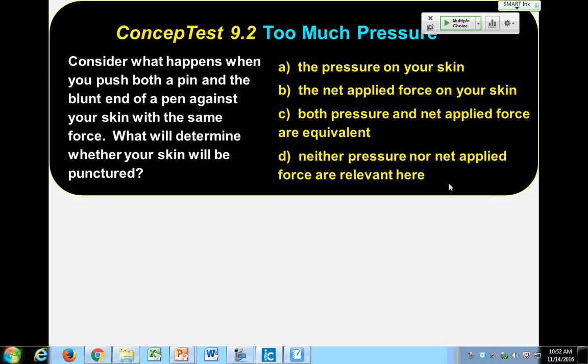Remember that pressure and force are not the same. In fact, pressure is force over area. You can push on your skin with a writing pen and it doesn't really do much to you. But if you push with the same force with a push pin, it's going to go into your skin. The reason is that you have the same force, but with a push pin you have a much smaller area. It's going to puncture your skin because it has a higher pressure.